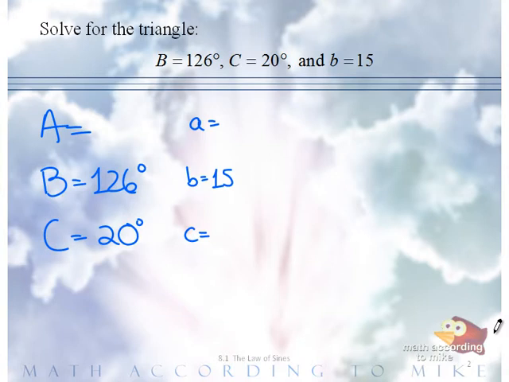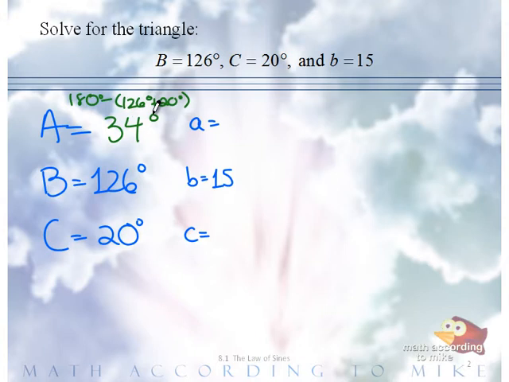Well, what's one thing that we can do really quickly? Yeah, we can find the other angle. If we added up the given angles and then subtracted from 180, what would we get? Did you say 34? Okay. Yeah, 34.